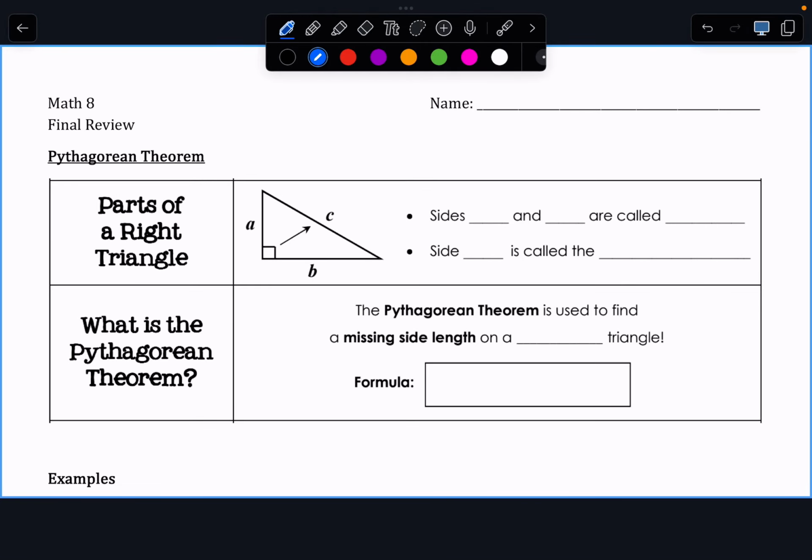All right. A right triangle. What do we call sides A and B? The legs. And what's C called? It's the hypotenuse. Okay.